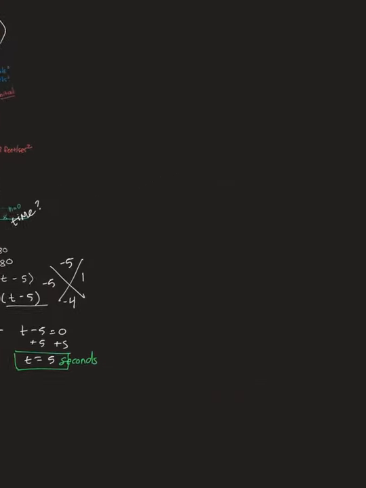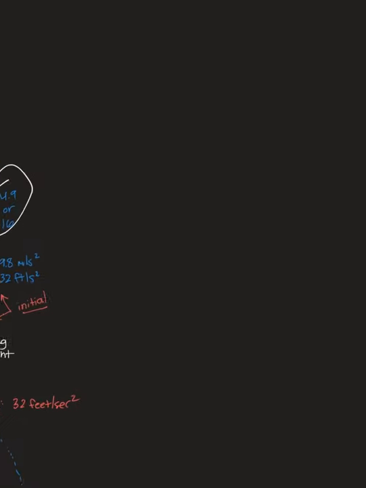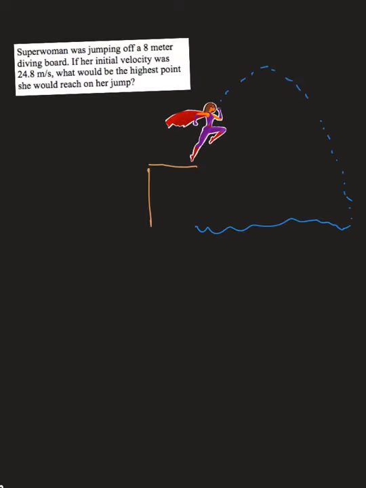Okay, let's move on to our example 2. Okay, so here is our second example. So say Superwoman was jumping off an 8-meter diving board. If her initial velocity was 24.8 meters per second, what would be the highest point she would reach on her jump? So remember what I said before, that you want to identify, is this meters or feet for this problem? So you can see here, it says meters, and also here. So we know that our gravity is going to be 9.8 meters per second.